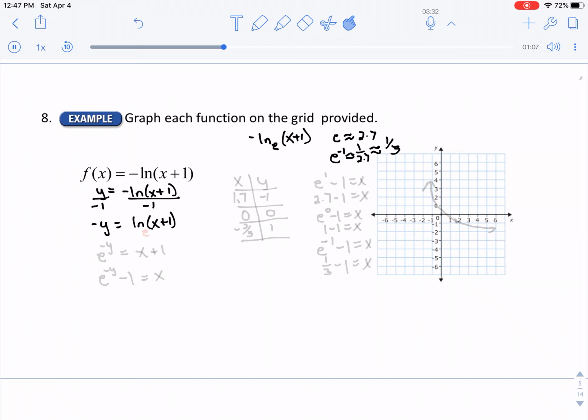Now, because the base that's invisible is that e, when I put it into exponential form, I say base of e to the negative y power. The e goes with what's not with it, which is the negative y, equals x plus 1. And I want x by itself this time, so I subtract 1 from both sides. And I get e to the negative y power minus 1 equals x. So there's my exponential function.